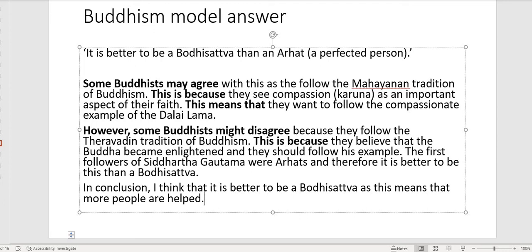Lovely stuff. Okay, now you try and finish this, or have a look through the past paper questions and give another Buddhist 12 marker a go.